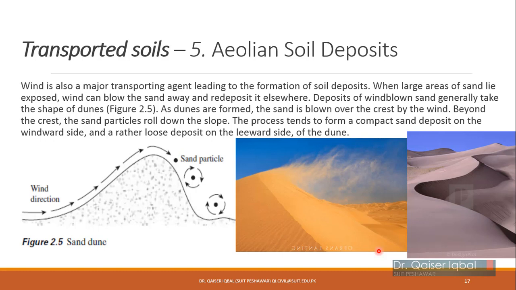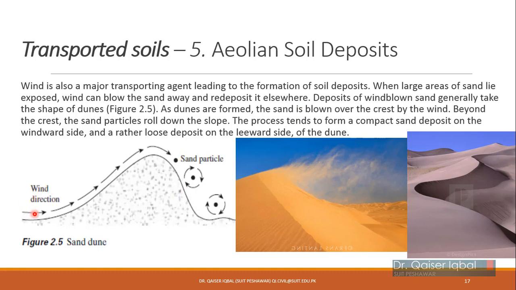Then number 5th and last one in transported soil is Aeolian soil deposits, which is the soil being transported and deposited at other locations by wind action. Okay, so winds are major transporting agents leading to formation of soil deposits, especially in the arid regions or the regions with deserts. When large areas of sand are exposed, wind can blow the sand away and redeposit it elsewhere.